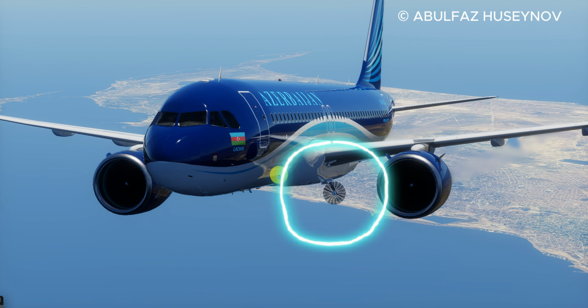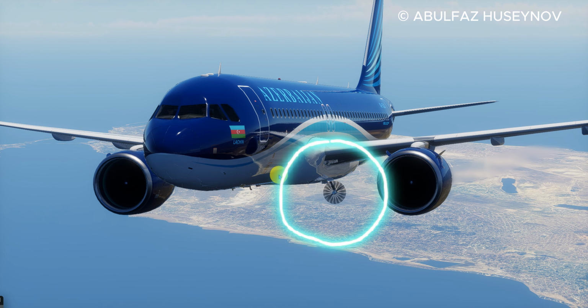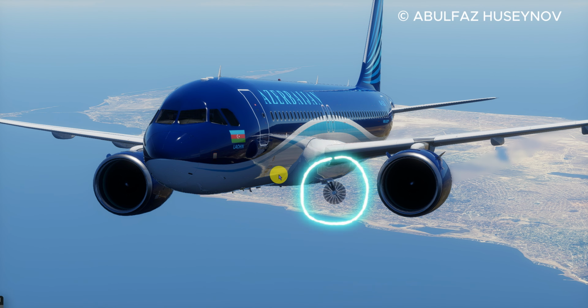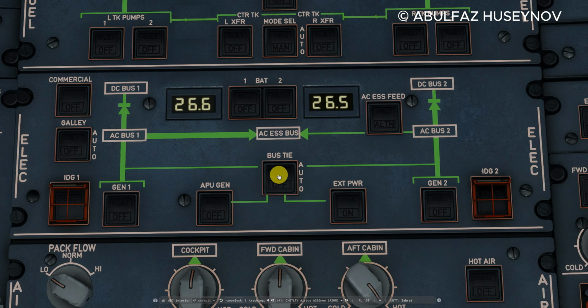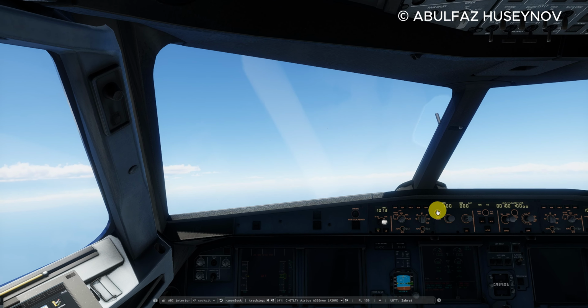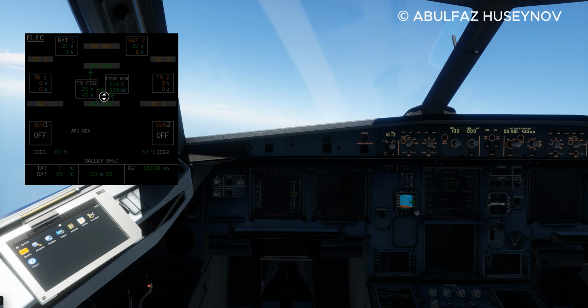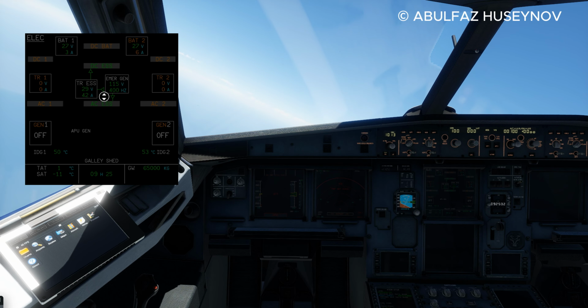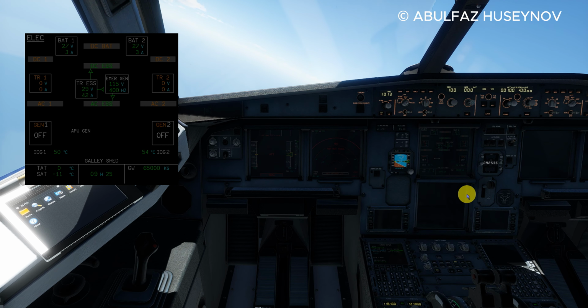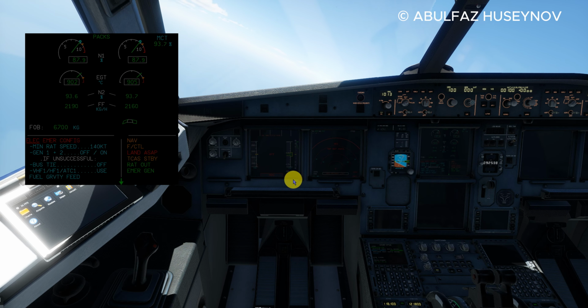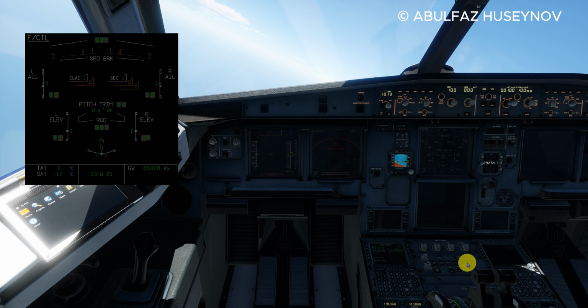Here's the RAT, located outside the aircraft. It's a critical safety feature on the A320. Let's simulate an electrical emergency by turning off integrated drive generators 1 and 2 with the auxiliary power unit already off. The Ram Air Turbine is now generating 115V 400 Hz power, ensuring our flight controls, hydraulics and avionics systems remain operational.